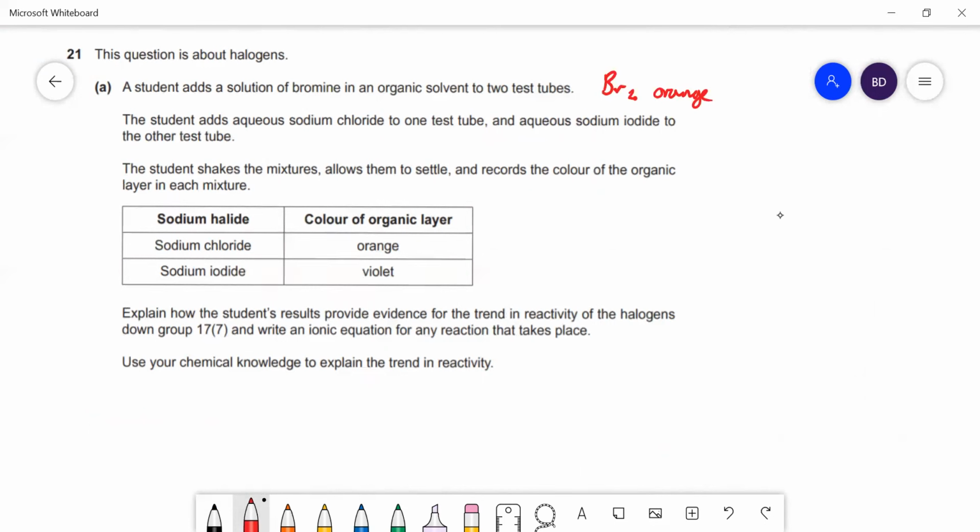When you add bromine to sodium chloride, then, let's explain how the student's results provide evidence for the trend in reactivity of the halogens. Okay, and write ionic equations for any reaction that takes place. Right. So first of all, let's do the reaction with the sodium chloride. Well, there's no reaction there.